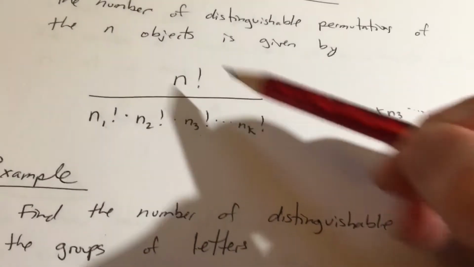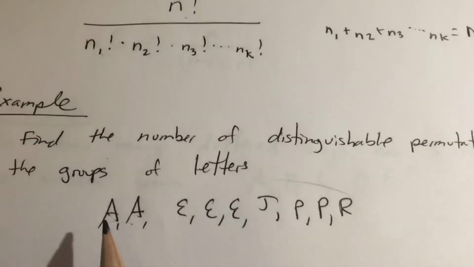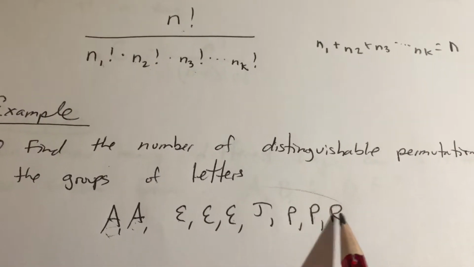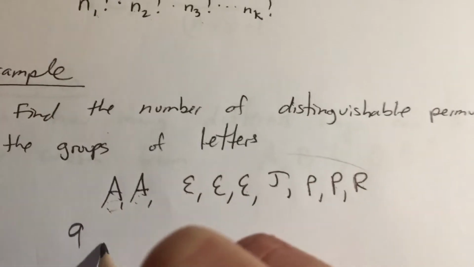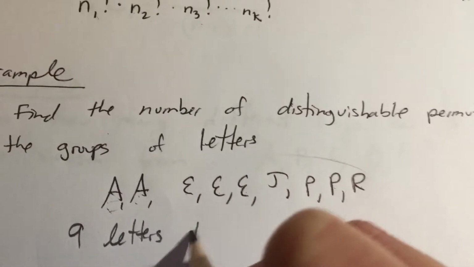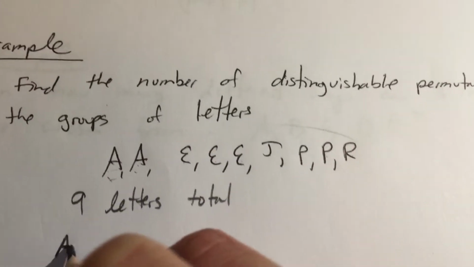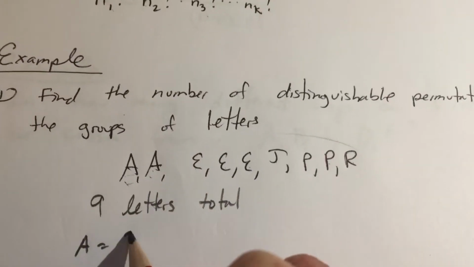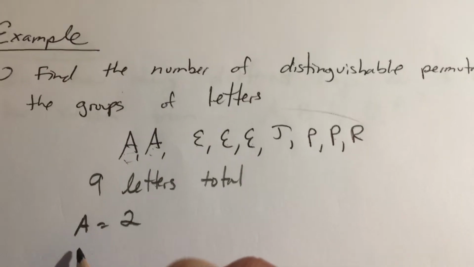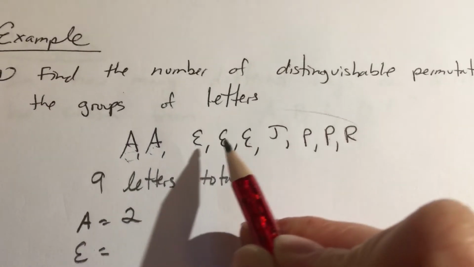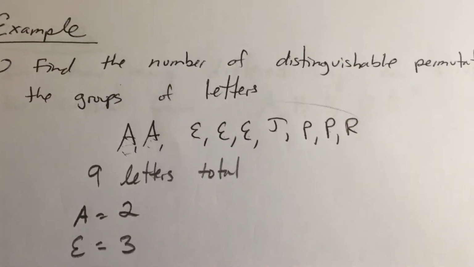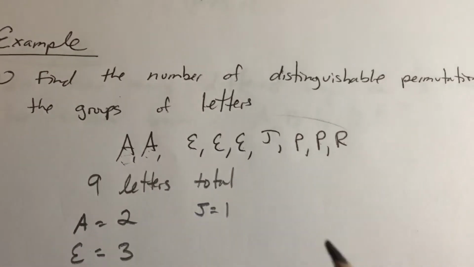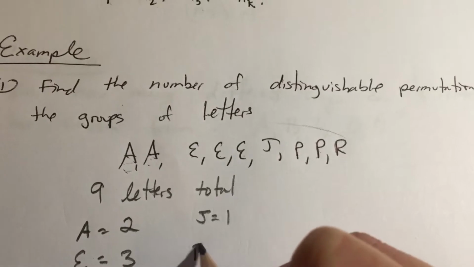Okay, so let's figure out what our n is. So our n is our total number of letters. So we have 1, 2, 3, 4, 5, 6, 7, 8, 9. So there are 9 letters total. Okay, so let's look at our n1. I'm going to call it n1 for A. How many A's do we have? We have 2. Our n2 would be our E. So we see 1, 2, 3. So there's 3 E's. Let's move on to the J's. There's only 1 J. There are 2 P's.